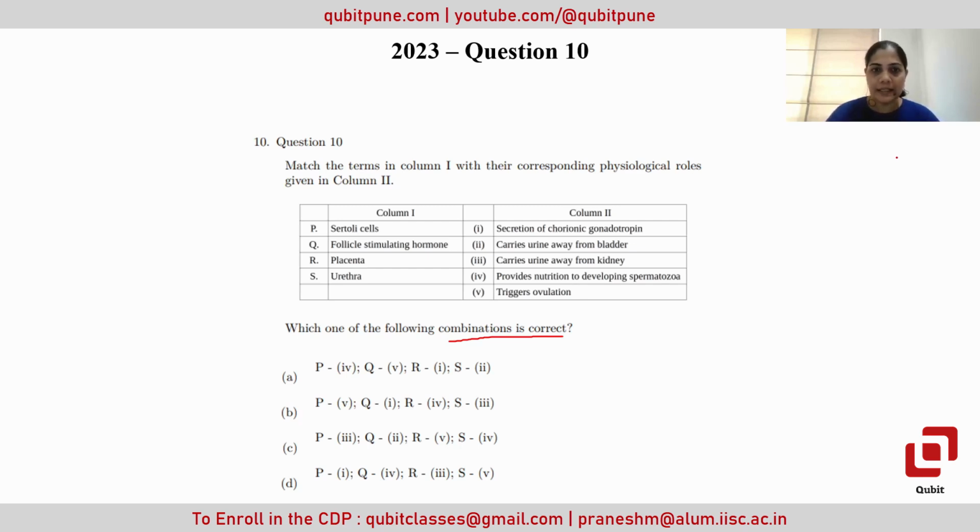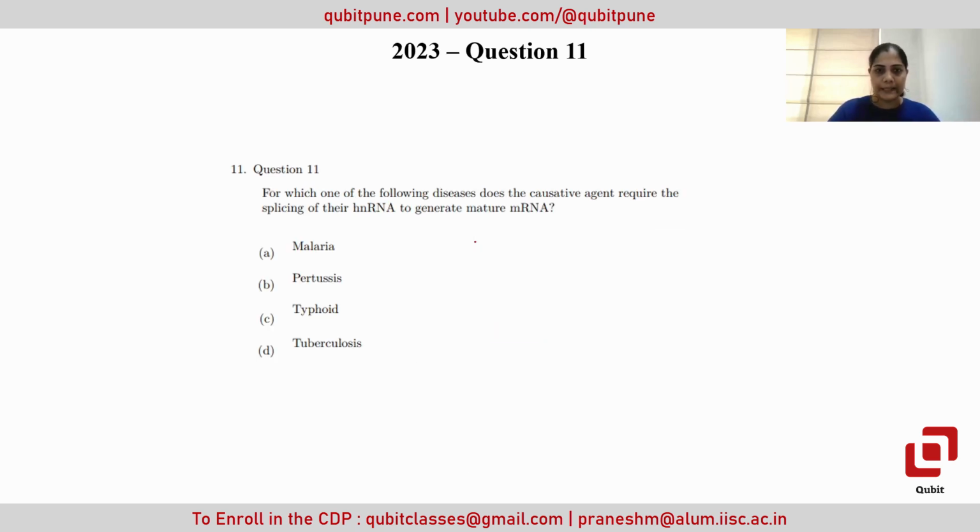Yes, option A is the correct one. So here we are talking about the different systems associated with the reproductive system. Sertoli cells are the ones which provide nutrition to the developing spermatozoa. Follicle stimulating hormone is associated with the triggering of ovulation. Then the placenta is the one which secretes gonadotropin hormone, and the urethra is the one which carries the urine away from the bladder. Next.